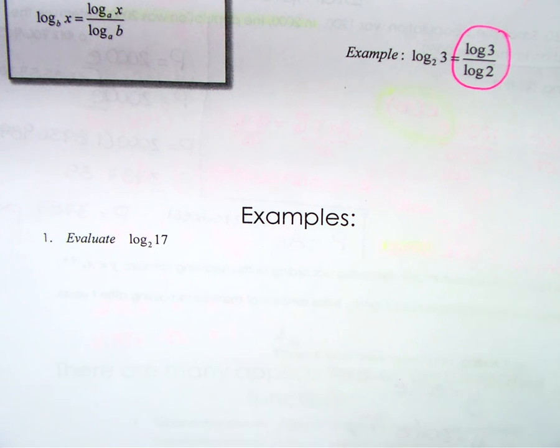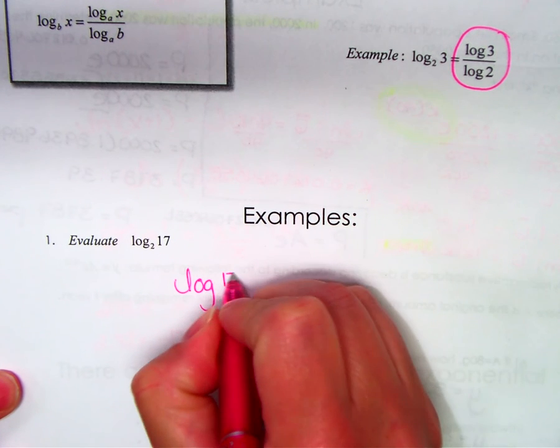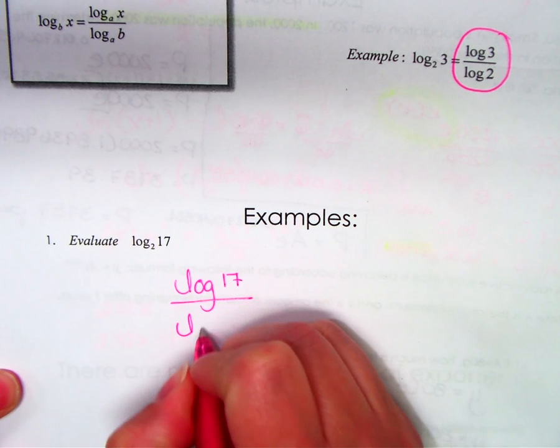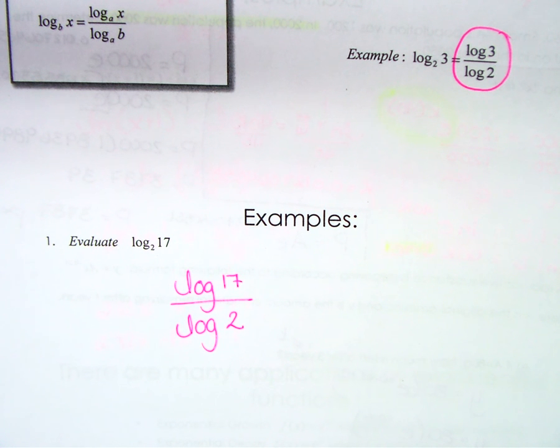Okay, so if I were to put this into the calculator, I would do log 17 divided by log 2. And so both of them would have base 10s. So that's the way you can do it in your calculator. So that's the last portion of today's lesson. That's it. That's all. So, yeah.